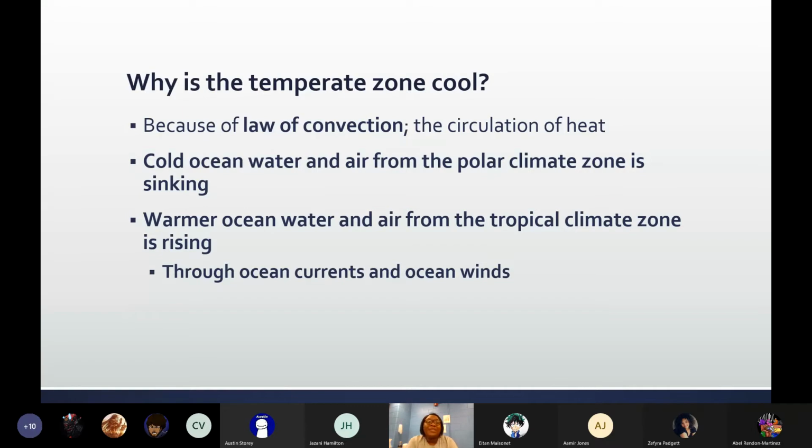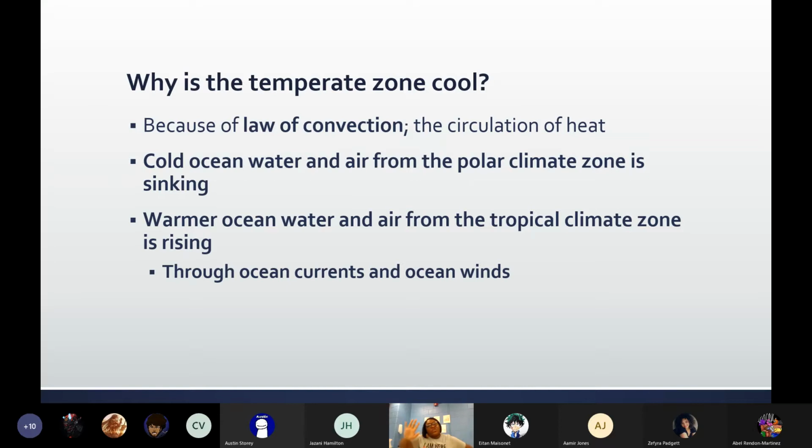Please write this in your notes now. Question: why is the temperate zone cool? One, it's because of the law of convection, or the circulation of heat. We want to remember that because of the law of convection, heat will always rise and cold will always sink. Because of that, the warm water from our tropical region rises up, and the cold water from our polar region sinks down.